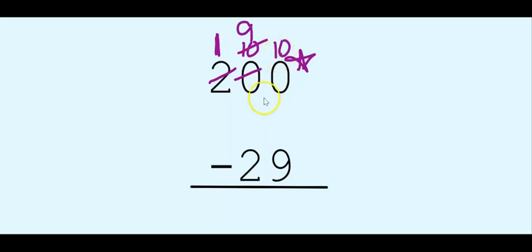First, I start with 10 minus 9. That gives me 1. 9 minus 2 is 7. Now this one's a bit different because look up here. I still have 100. 100 minus no hundreds down here, I still have 100. So in this problem, my answer is 171.